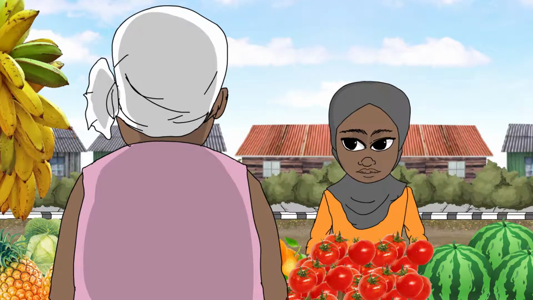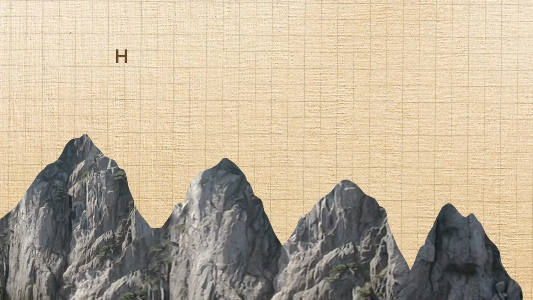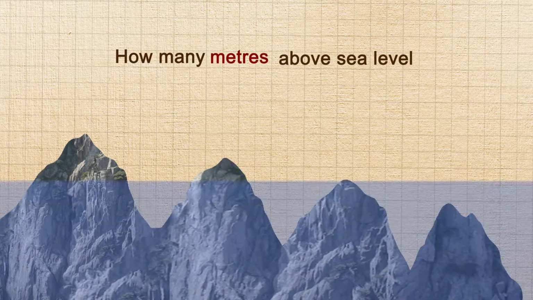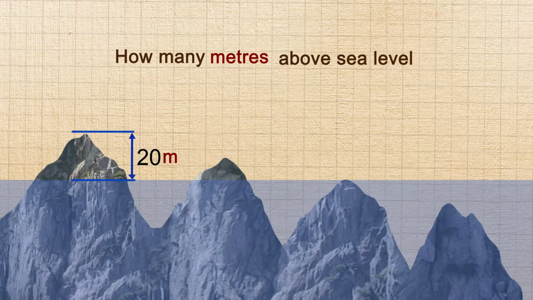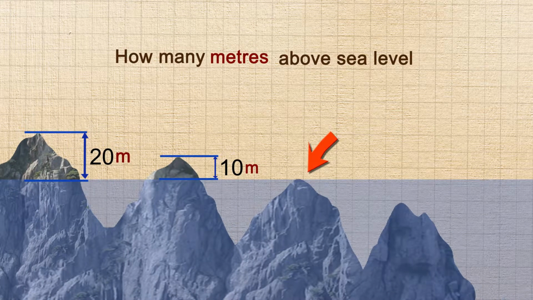Please share. Okay, so let's say we want to measure how many meters above sea level these small islands are. This island is 20 meters above sea level. This island is only 10 meters above sea level. And this island here happens to be exactly the same height as sea level. So we can use the number 0.